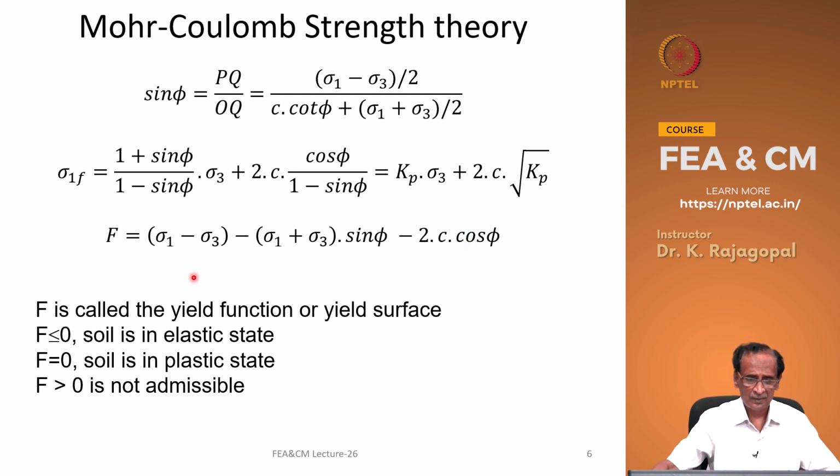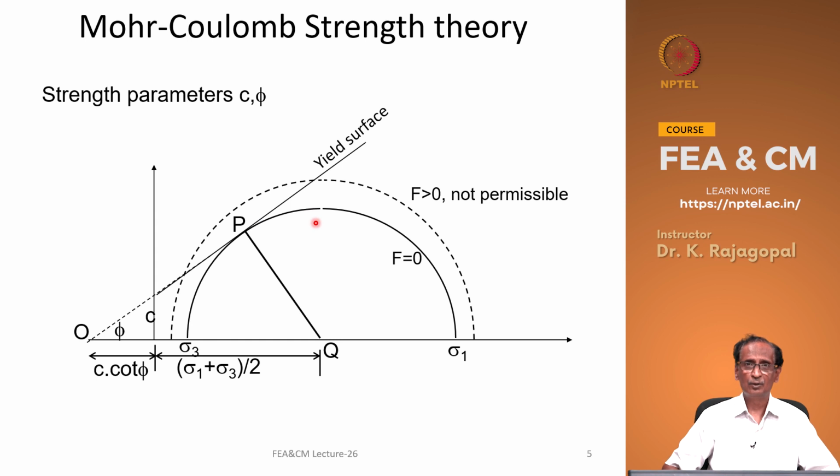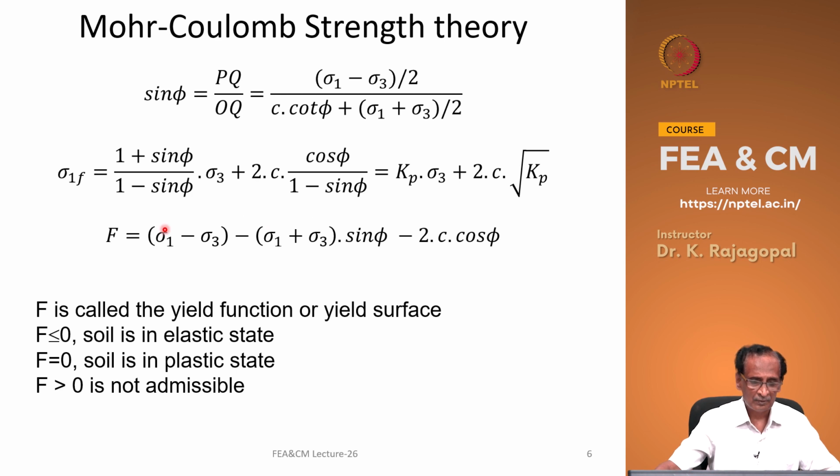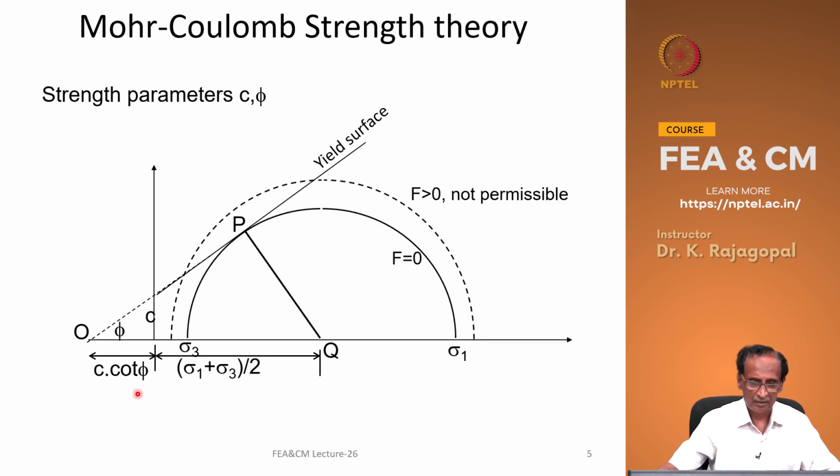Actually, this type of drawing the Mohr circle, we can do it on a graph sheet, but we cannot implement this in a computer program, and we need some other method for seeing whether we are in the elastic state or the plastic state, and for that this type of equations helps us. So, if f is less than 0, the soil is in the elastic state, and if f is 0 the soil is in the plastic state or the limit state, and f greater than 0 is not admissible. We cannot accept any stress state that is crossing the yield surface.